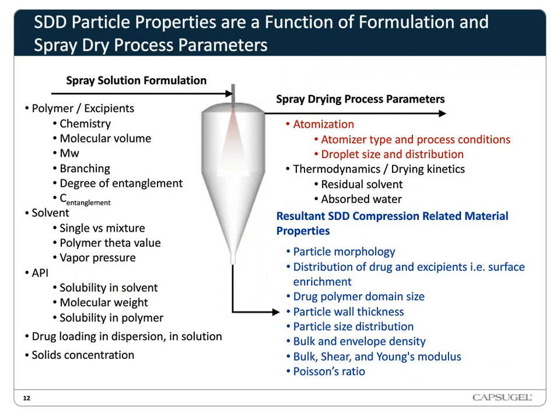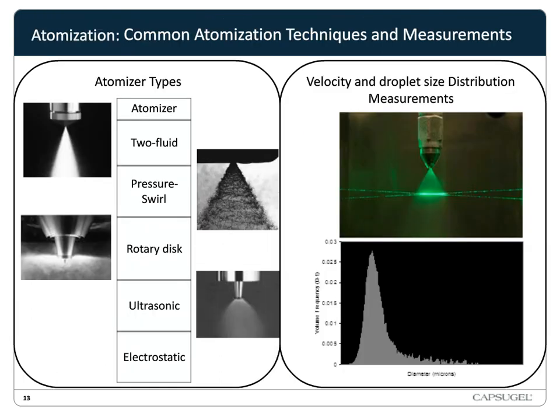So the other aspect of particle engineering is atomization. The thermodynamics control the density and the morphology, and atomization controls the particle size and the distribution. So this slide shows some common atomization techniques used across all of spray drying applications. We generally use pressure swirl and two fluid nozzles. And we use a phase Doppler particle analyzer to measure droplet size and velocity as a function of solution properties, nozzle type and geometry, and feed rate.